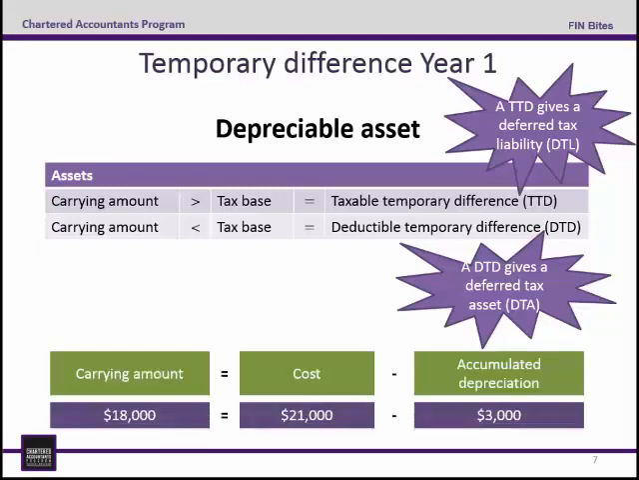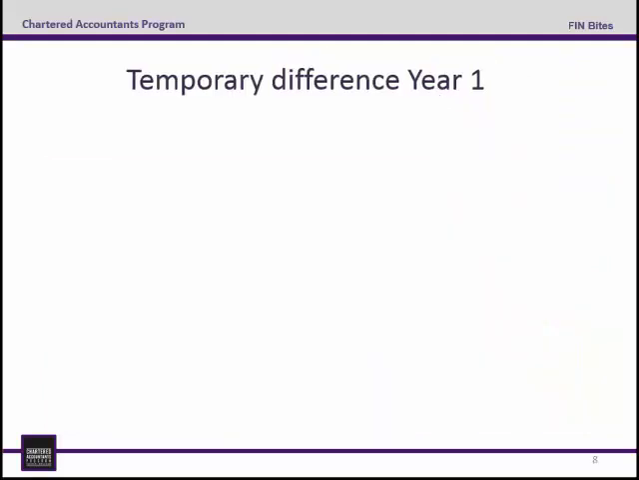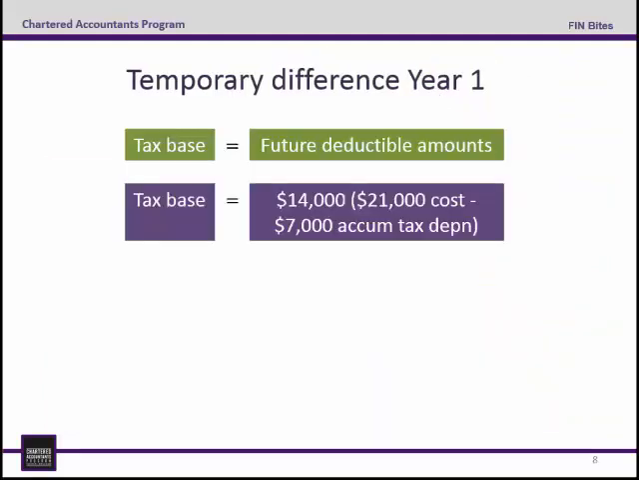So the carrying amount of our asset is $18,000, and that's because the machine has a cost of $21,000, and by the end of year one there's accumulated depreciation of $3,000. So its carrying amount in our accounting records is $18,000. We need to work out what the tax base is. So the tax base is the future deductible amounts in relation to this asset, and that's the formula that you see in your CSG. So remember, we talk in the learning materials about a notional tax balance sheet.